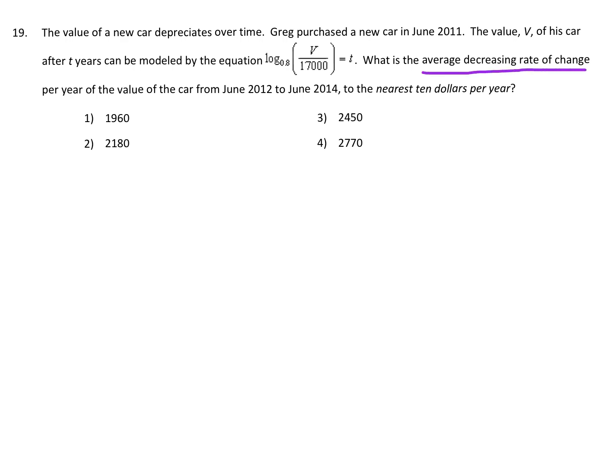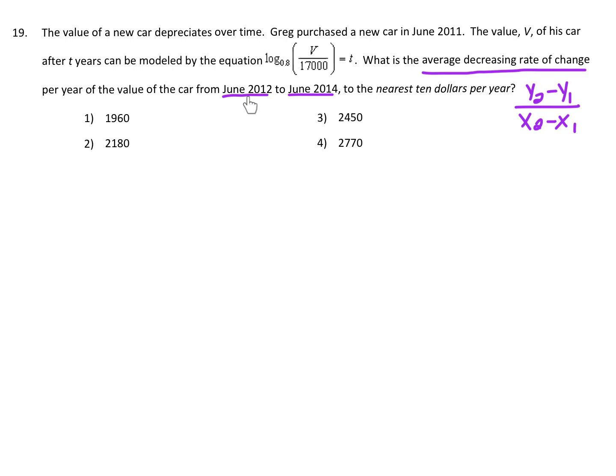So what that's telling us is that when we use the average rate of change formula, since it's decreasing, we're going to have a negative value. But anyway, when we use this formula, they want us to determine the average rate of change of the value of the car from June 2012 to June 2014. And they want us to round our answer to the nearest $10.